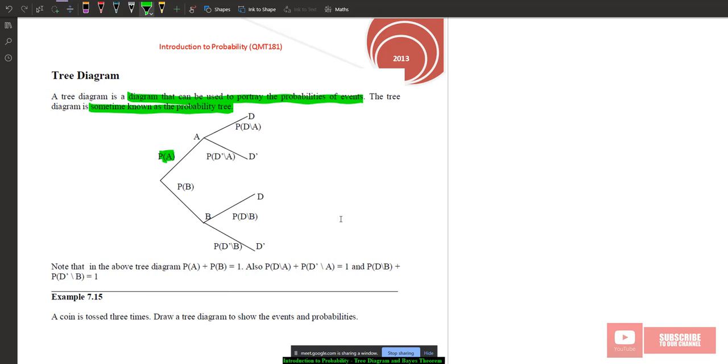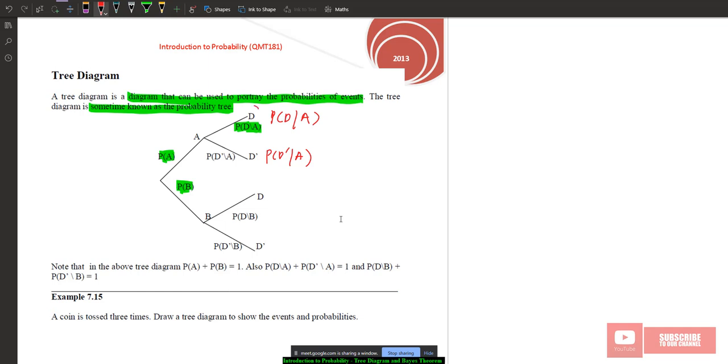So let's say we have two events, A and B. We can put two branches here, A and B, right? After event A, let's say we have event D. This one we call the probability of D, given that A has already happened. This one is also the probability of D complement, given that A has already happened.